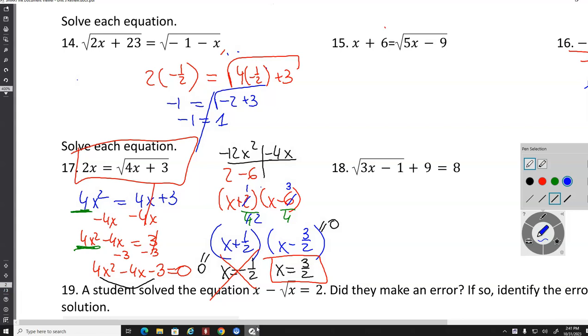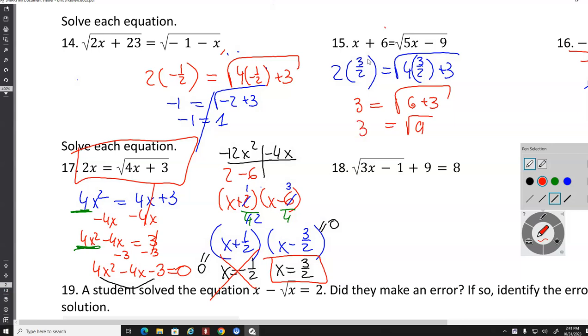I can do the same thing with 3/2. 2 times 3/2 right here has to equal 4 times 3/2 plus 3. So again, this is going to be 6/2, which is 3, and this is going to be 12/2, which is 6, plus 3, which is 9. Now 3 does equal 3. So 3/2 is my solution, and -1/2 is my extraneous solution.